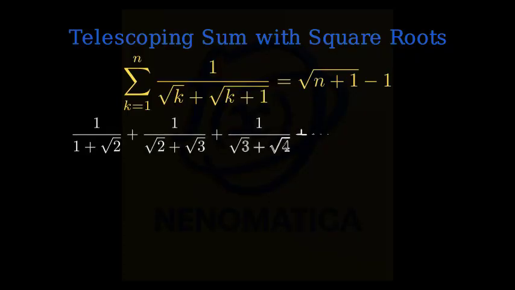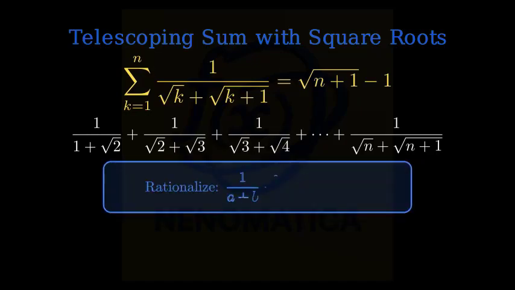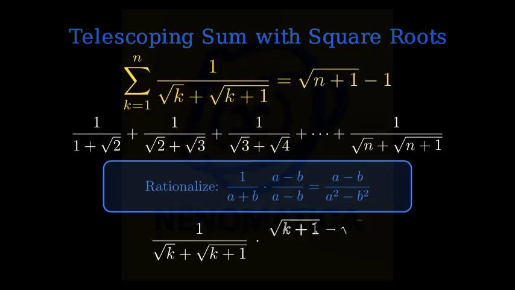We have 1 over 1 plus square root 2, plus 1 over square root 2 plus square root 3, plus 1 over square root 3 plus square root 4, and so on, until 1 over square root n plus square root of n plus 1. Our strategy is to rationalize each denominator using its conjugate. For a plus b, multiply by a minus b over a minus b. Watch it on a typical term.